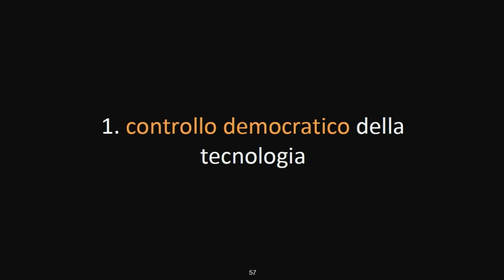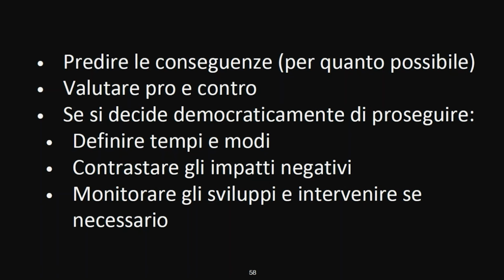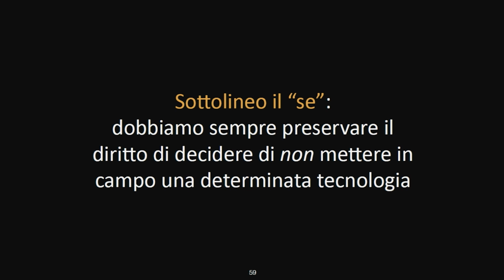Very concretely, we should decide democratically on technologies that have potential broad impact on society or the environment. Here I would jump simply to the consequences. I would evaluate pros and cons, and if we decide to adopt a technology, define the times, ways, contract, and effective impacts, monitor developments, and use common sense.